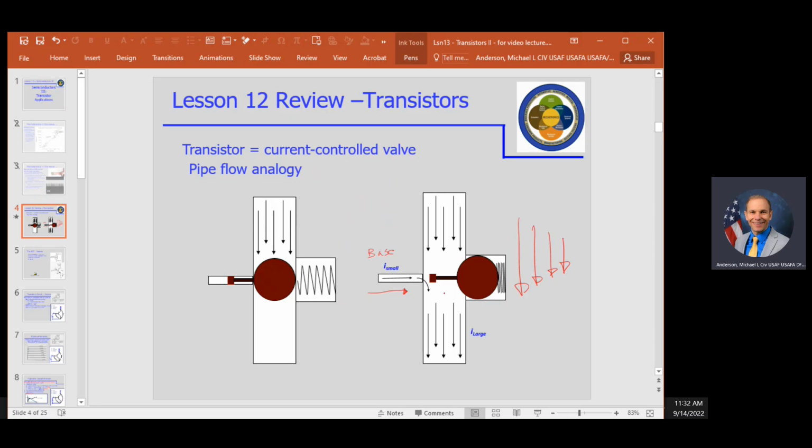As we just talked about last time, the device is more efficient if it's fully saturated. We can think of it this way: if that valve is only partially open, some current will flow through, but it will be much more restricted than if the valve is fully open. So even in the pipe flow analogy, this pipe is more efficient if the valve is fully open. And that's how we're going to use it in this course.